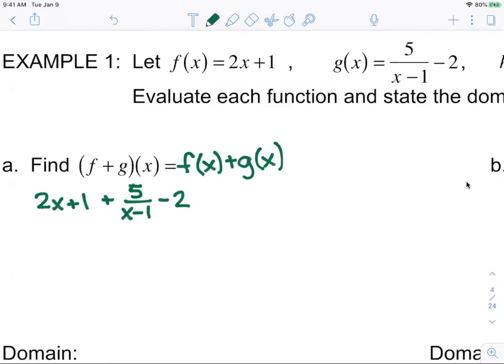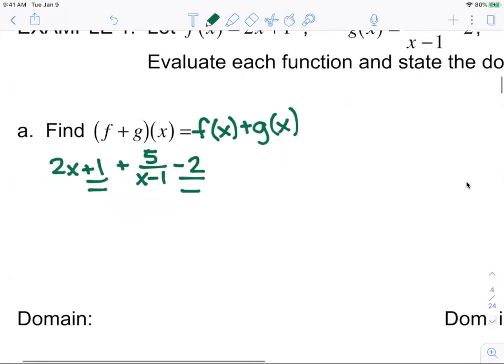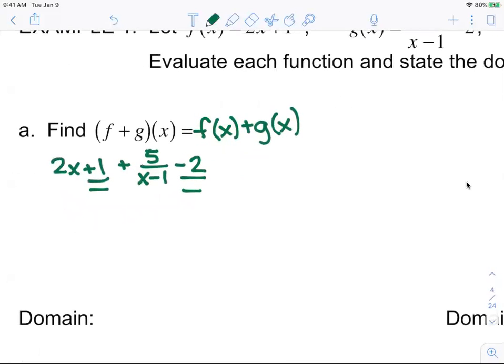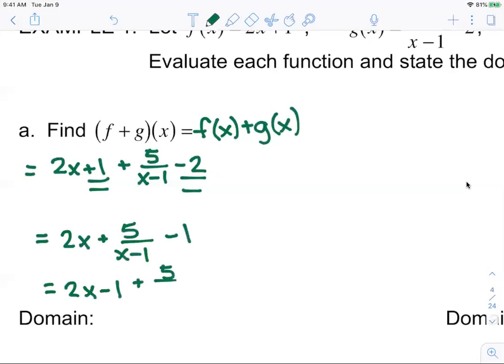And I'm going to combine my like terms and solve. So I've got a plus 1 and a minus 2. That's the easiest to go ahead and combine here. So that's going to give me 2x plus 5 over x minus 1, and then plus 1 and the negative 2 combined to a minus 1. There's lots of different ways you can write that. If you wanted to write that as 2x minus 1 plus 5 over x minus 1, that would be fine too. But you have three terms as your answer. And that's as simplified as we're going to make it.